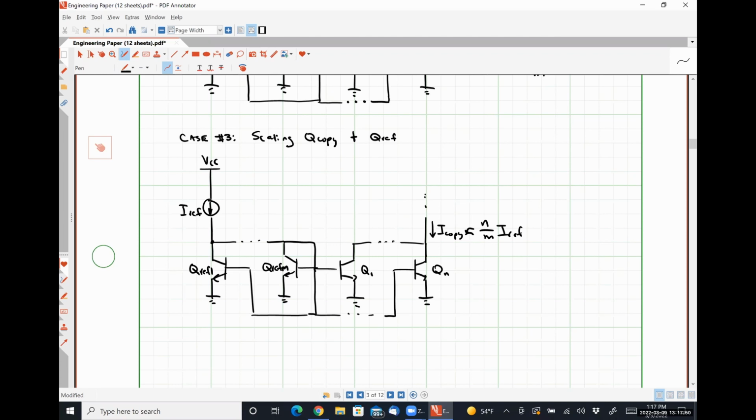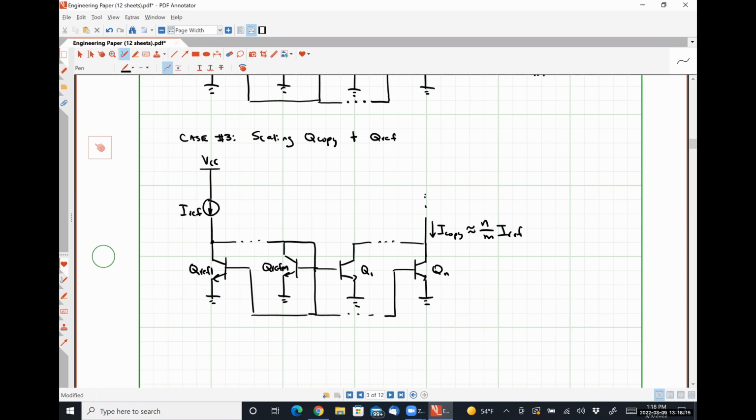We can really scale our reference current to any value that we want. It just depends on how much real estate we're willing to expend to do it, since it requires us to put several transistors in parallel. Okay.